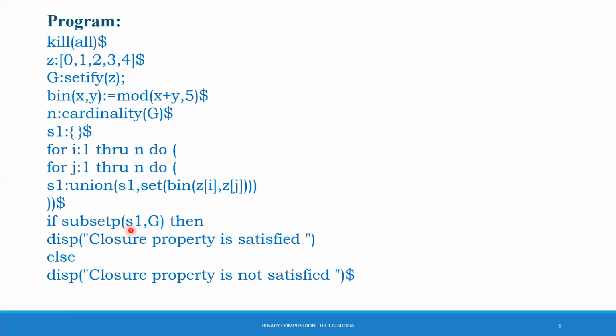So if all the entries belong to G, that is, it is a subset of G, then we give the command disp: the closure property is satisfied. Else, if this is not true, then we display that the closure property is not satisfied. So this is the Maxima program to check whether the given set is closed under the given operation. Now let us execute in the Maxima window.